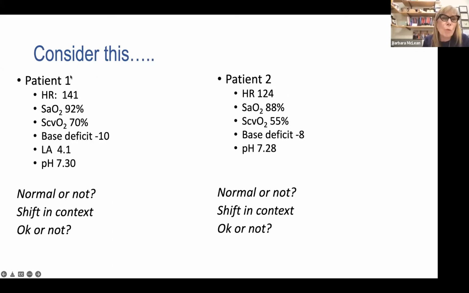So now we add in more information for patient number 1. He's got a base deficit of negative 10. He's acidotic. His lactic acid is 4.1. His pH is 7.30. Why the heck does he have an SvO2 of 70%? Because he can't use that oxygen. This is not okay. He has a shift to the left in the face of metabolic acidosis, absolutely deadly.